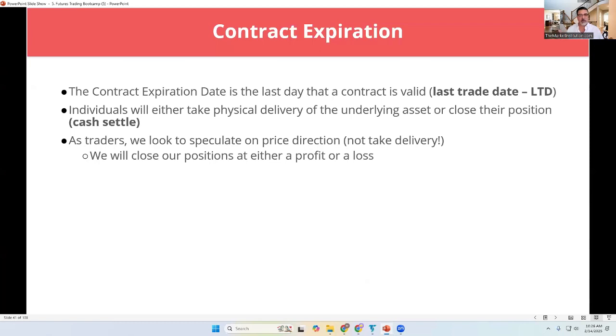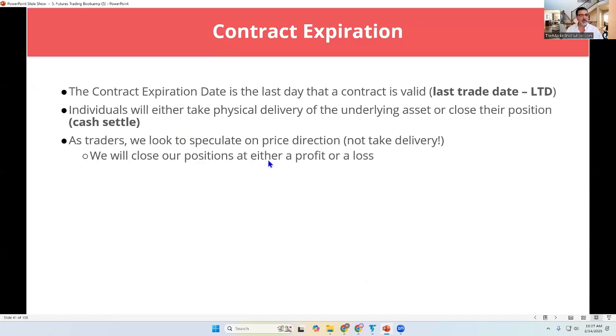So another term there, we've got last trade date. But we also have cash settled. So what does cash settled mean? It just simply means you went long and you closed the position. You bought it, you sold it. You sold it, you bought it. Cash settled. Okay. Taking delivery means you've got to have the other account set up. You've got to come up with the additional funds to take delivery, and then everything will be shipped to you.